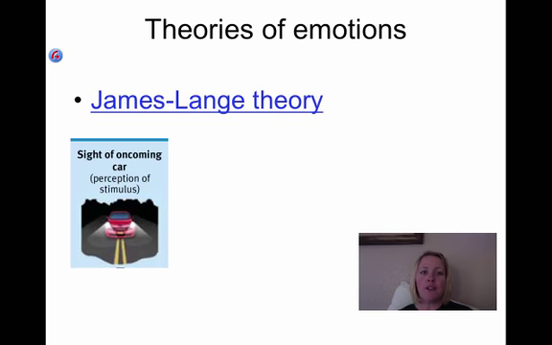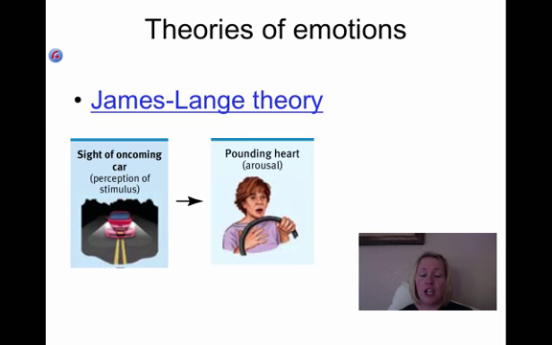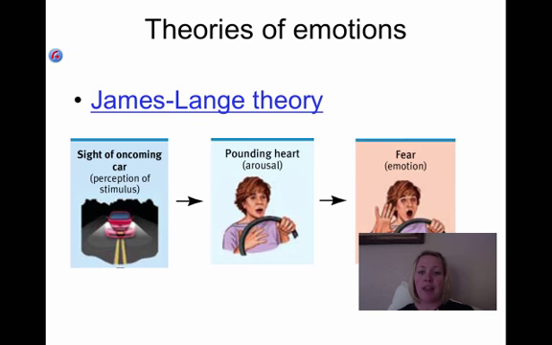Okay, so the first theory is the James-Lange theory of emotion. The James-Lange theory basically says that the first thing that happens is we have the perception of the stimulus. We're going to use a car coming towards you when you're driving as our example for all three of these theories. So the perception of the stimulus is the car coming towards you. Then your body becomes aroused. Your heart starts pounding because you see the car coming at you. We know this isn't a good thing. Then you experience the emotion of fear.